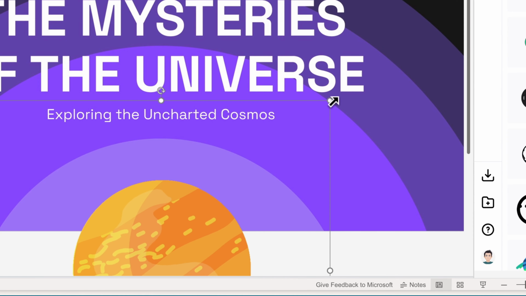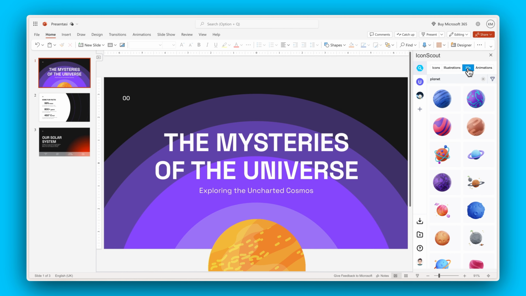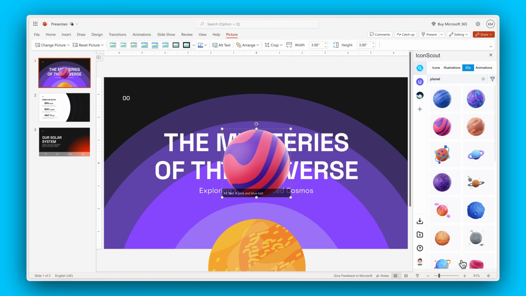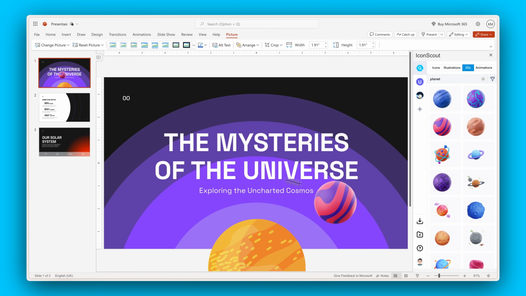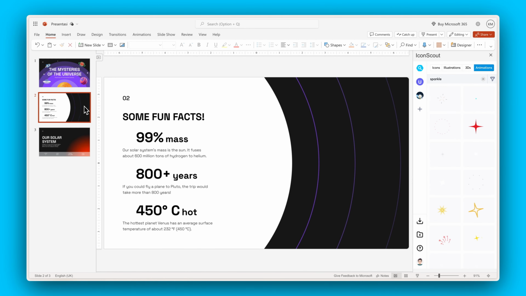After that, let's say we want to have 3D style planet. We can move to 3D tab and choose any asset. For this one, let's go with the red planet. And now, add some more visuals to the slide. Perfect! Let's add a 2D illustration on the next slide.